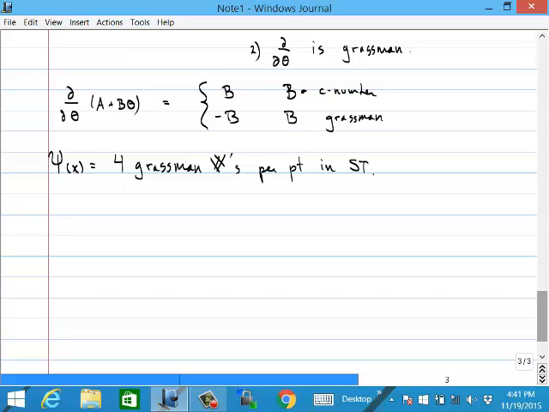Other questions? Yes? Is there any way to put these into sort of more geometric objects? Absolutely. It sounds a little bit like geometric algebra. If you know what a differential form is, then differential forms are just another word for Grassmann numbers, essentially. A differential form is typically denoted something like dx or dy.